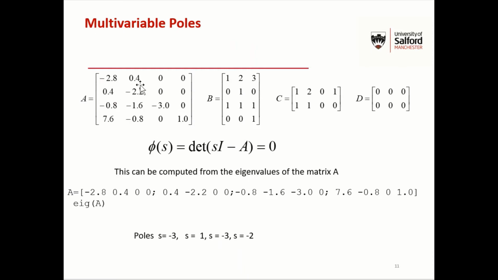And so if we've got an example here, here's the A matrix. If we work out the determinant of sI minus A, if we type in the A matrix, type in eig of A, then we get the eigenvalues as the poles. And here we've got the three poles: one at minus 3, one at minus 1, and one at minus 2. It's not obvious from the matrix where they are, because eigenvalues are tricky to extract from a matrix, unless it's a diagonal matrix, in which case the diagonal entries are the eigenvalues.